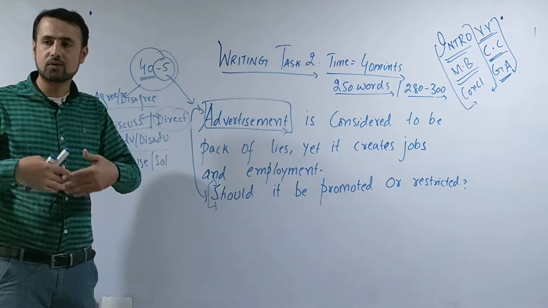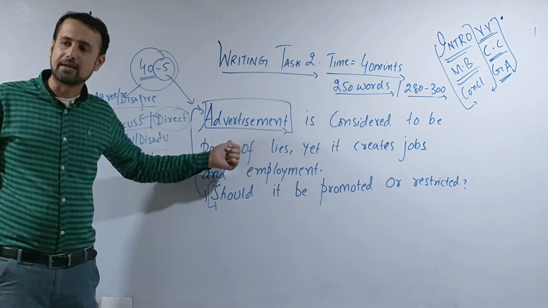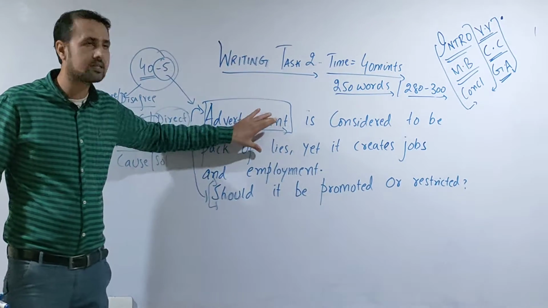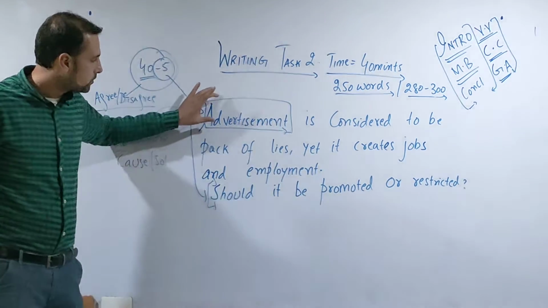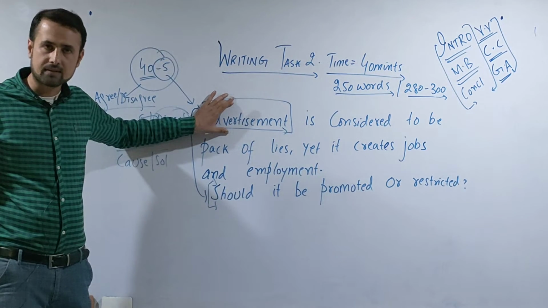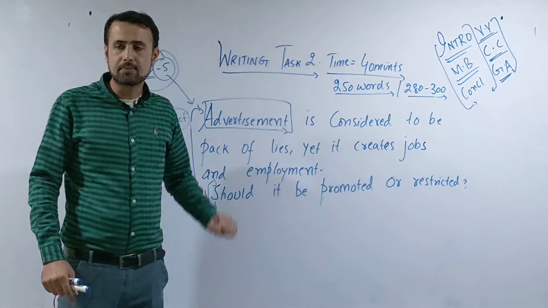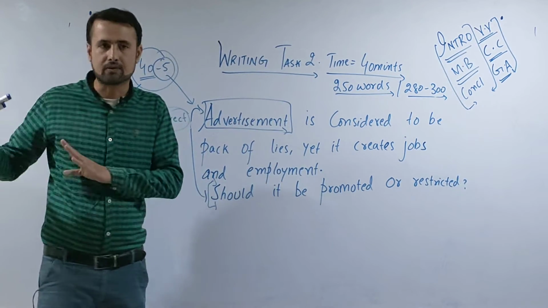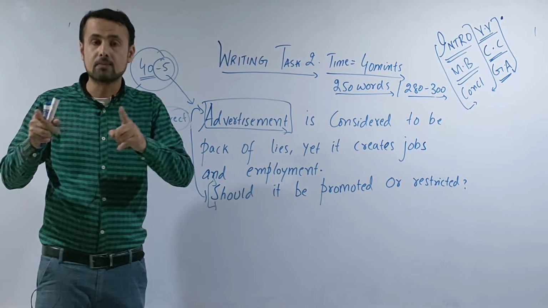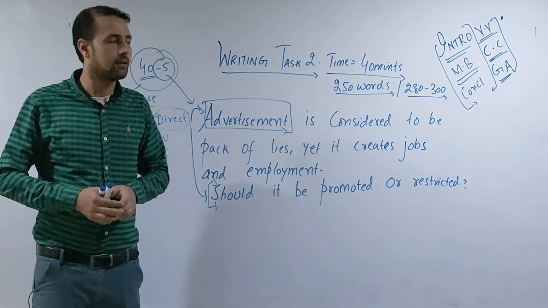Once you are attempting Writing Task 2, what you need to do in the first five minutes is try to understand what the statement is actually about. Now you identify the key term, and here we have advertisement as the key term. What are they asking about advertisement? How can I understand myself first before writing anything? That is the most important factor in order to write a qualitative essay.